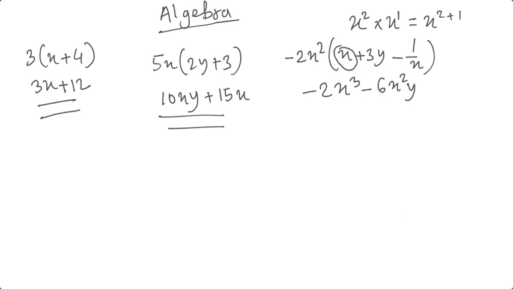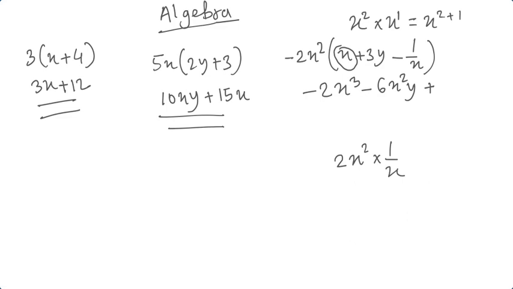And the last one, we have to multiply minus 2x squared and minus 1 divided by x. So minus times minus is plus. You should know this thing. And here, minus times minus we have already seen, so we have to understand it like this: 2x squared times 1 by x.